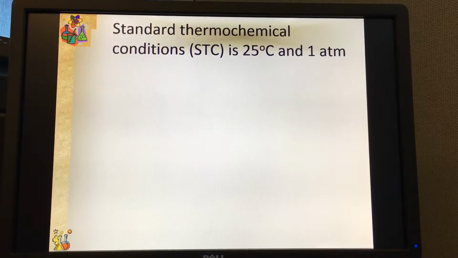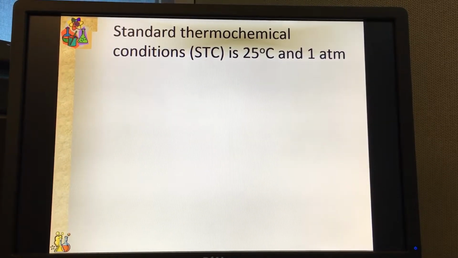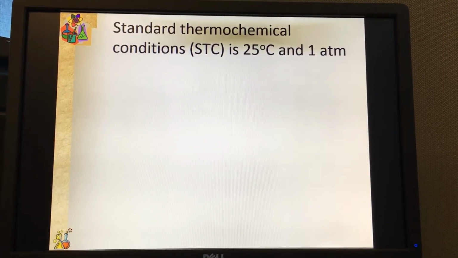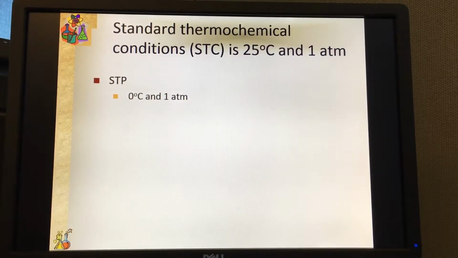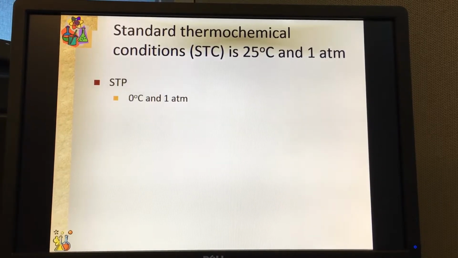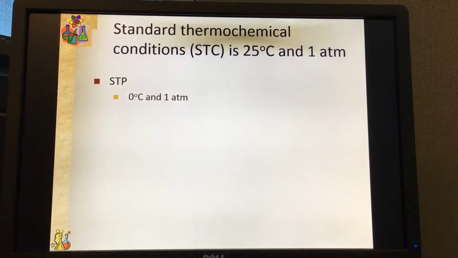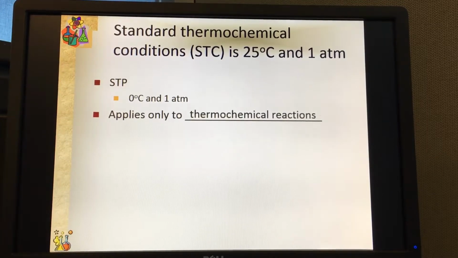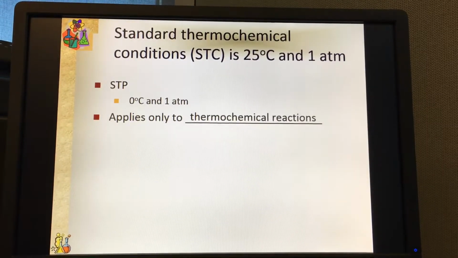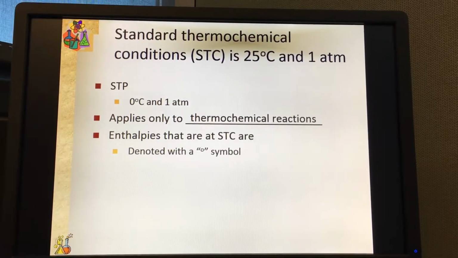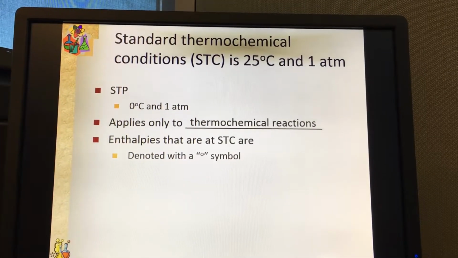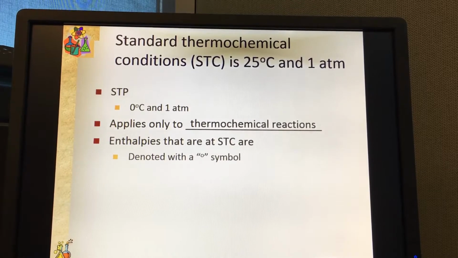Standard thermochemical conditions are common conditions that are usually used for thermochemical reactions. You may recall that when we looked at gases, we looked at STP, or standard temperature and pressure, 0 degrees Celsius and 1 atmosphere. Standard thermochemical conditions are slightly different, and they only apply to thermochemical reactions. Pressure is the same, but the temperature is different. When a chemical reaction is done at standard thermochemical conditions, or STC, the enthalpy of that reaction is denoted with a little zero, or naught symbol.